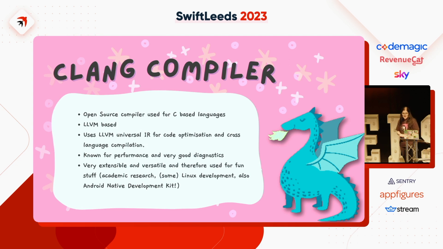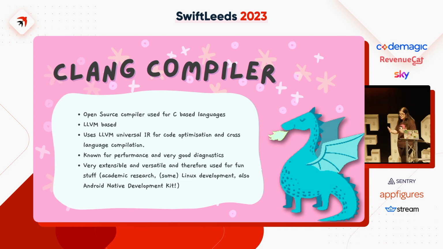So the first compiler is the Clang compiler. For ages I thought it was C-lang, and then someone corrected me. It's like, Anna, it's actually Clang, and I thought they were joking because it sounds a bit weird, Clang, like a German swear word. But the Clang compiler is open source, and, as my slides say, used for C-based languages. It's also based on LLVM.